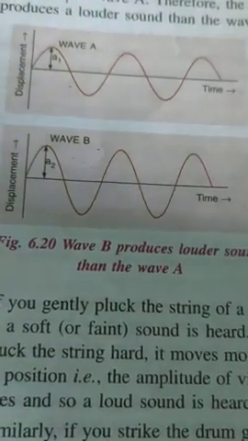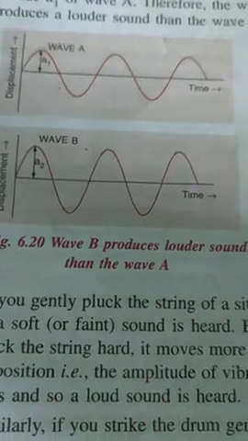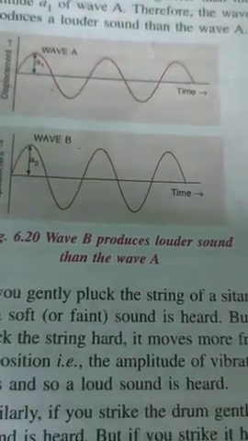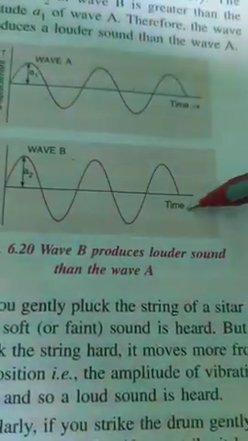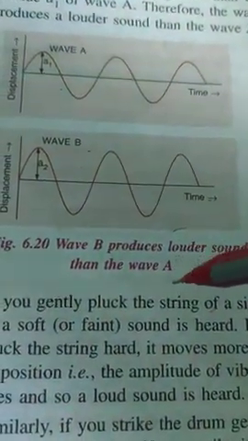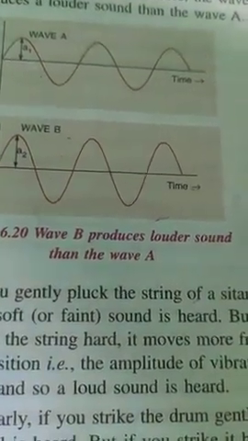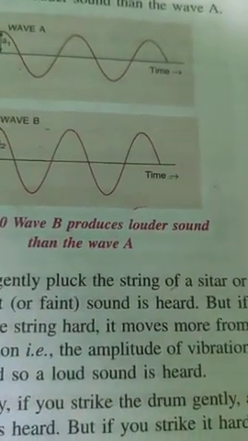So loudness is the characteristic of sound which distinguishes a loud sound from a faint sound. Clear? Now the loudness of sound also depends on the area of the vibrating body. The greater the area of the vibrating body, the louder is the sound produced. You can create sound through the drum.